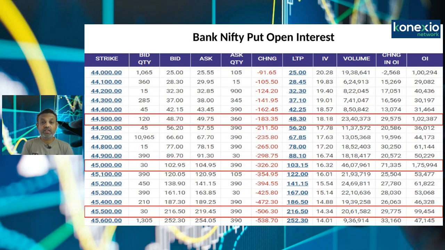And as I said, the option data is looking positive. Any dips should be used as a buying opportunity. So friends, looking at the charts and option data of Nifty and Bank Nifty, the strategy seems to be buy on dips in the next week.